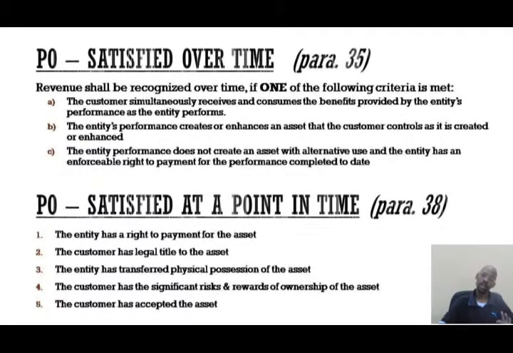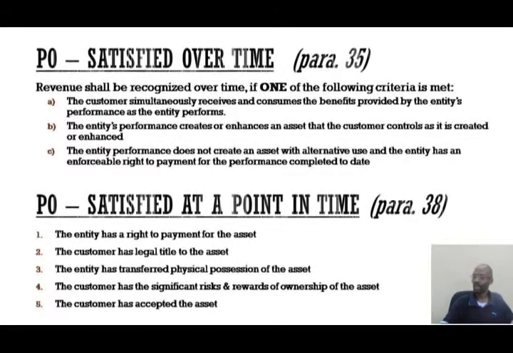Then, if any of the 3 are met: simultaneously as we perform, the benefits are consumed by the customer, that's number A. Or if the entity performs or creates or enhances an asset which is under the control of a customer. The last one, the performance which has been conducted by the entity is on an asset which doesn't have an alternative use, and then we have a right to payment. However, if these 3 are not met, it means that we have to test whether the performance obligation is satisfied at a point in time.